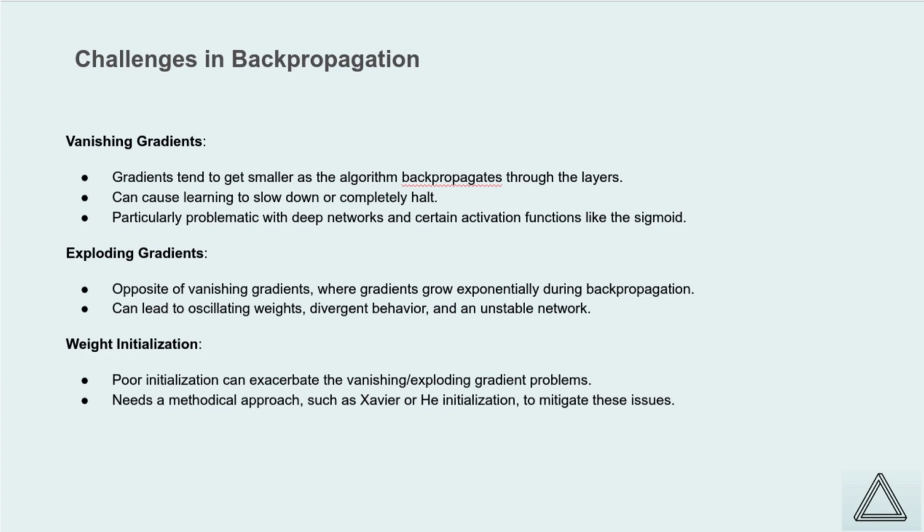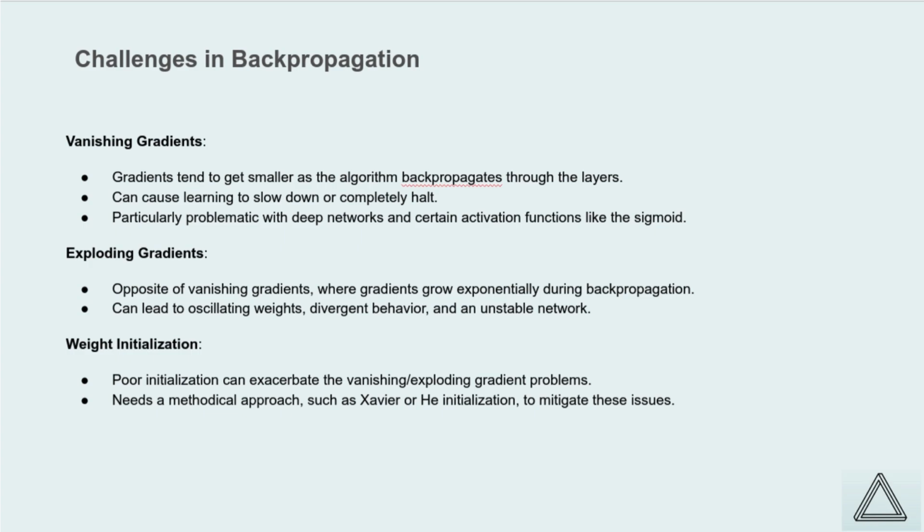Exploding gradients, the counterpart to vanishing. Exploding gradients happen when large error gradients accumulate and result in very large updates to the weights during training. This can cause the network's weights to oscillate or diverge to extremely large values, making the network unstable.